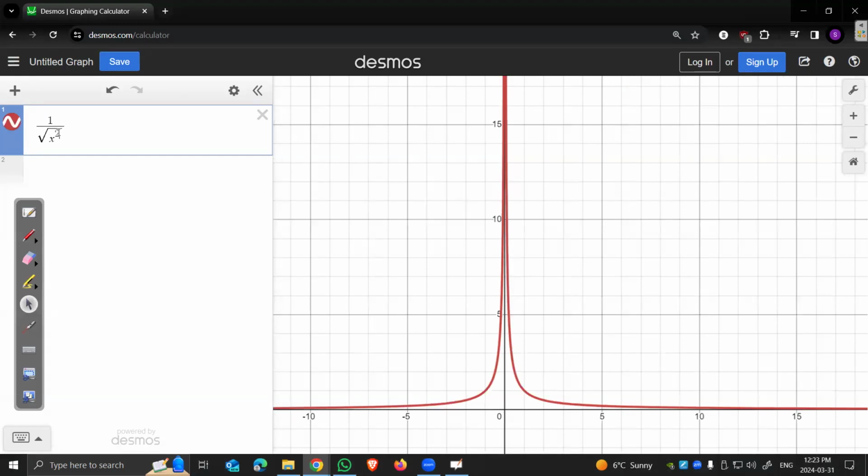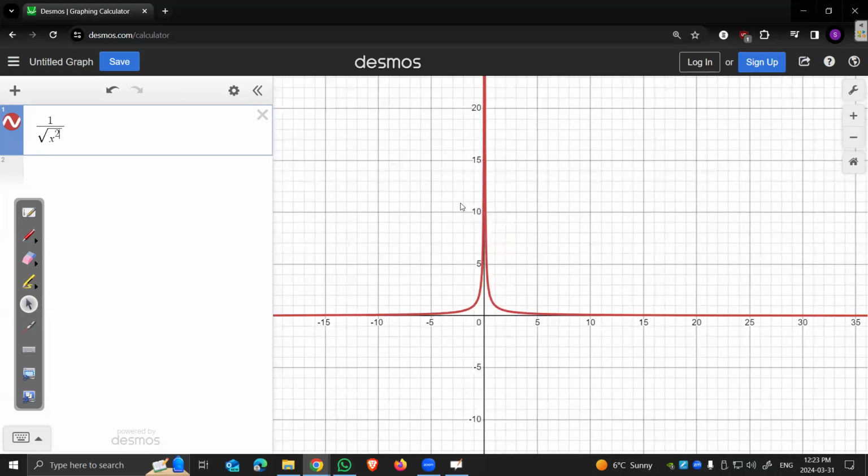But can it take the value of 0? Can x be 0 here? No, because then you'd be dividing by 0, which is not possible. So the domain of this function is x can be anything except 0.